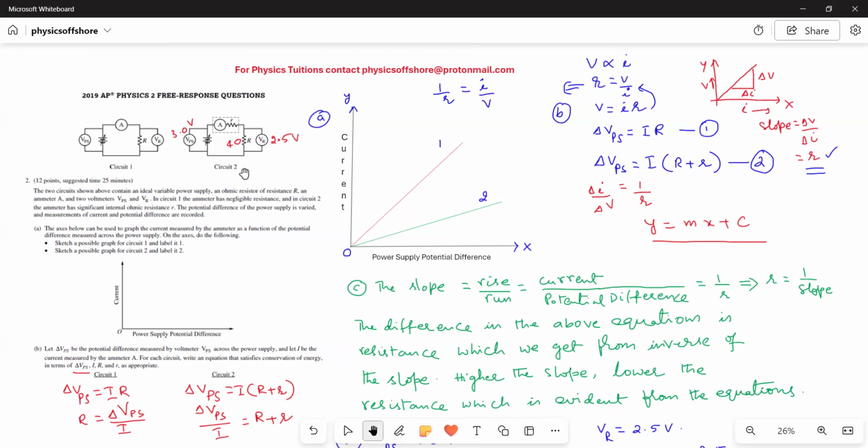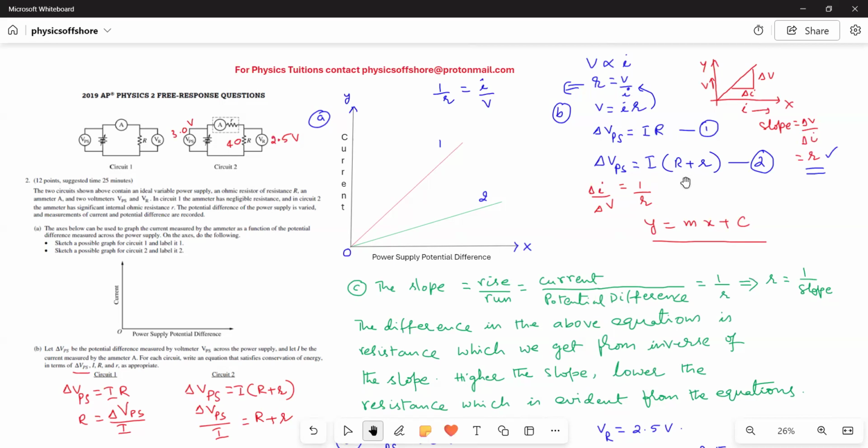Now coming to the second circuit. The ammeter and the resistor are in series. Therefore, the total effective resistance is R plus R. So the voltage across the power supply must be equal to the current flowing in the circuit times the effective resistance. So delta VPS is equal to I times (R plus R), or R plus R is equal to delta VPS by I. And from these two equations, you can make out that the second circuit has a higher resistance.